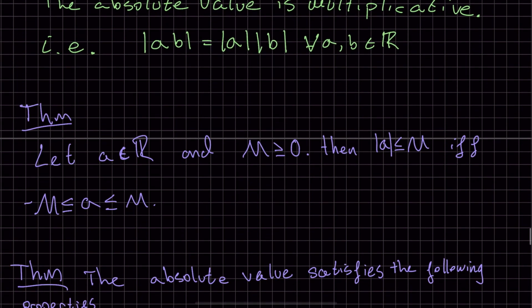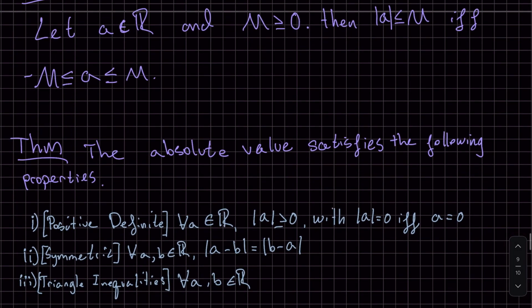Theorem. Let A be in the set of real numbers, and M is greater than or equal to 0. Then the absolute value of A is less than or equal to M if and only if, that's what that IFF means, if and only if, negative M is less than or equal to A is less than or equal to M. And again, there's a proof for this, and if you want me to prove it, I can prove it on an Instagram reel.